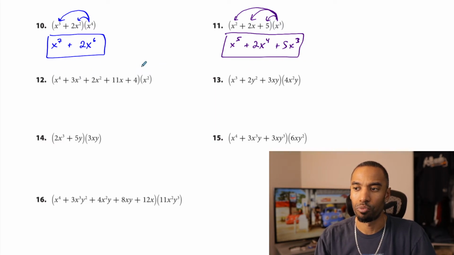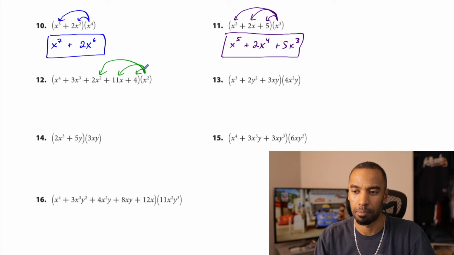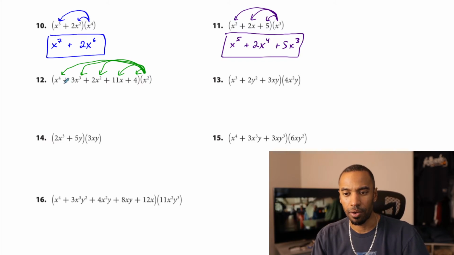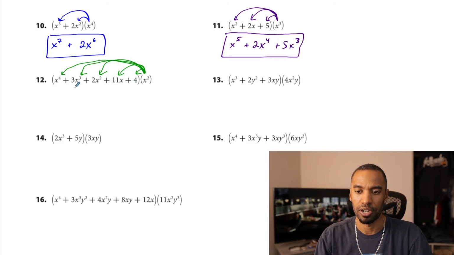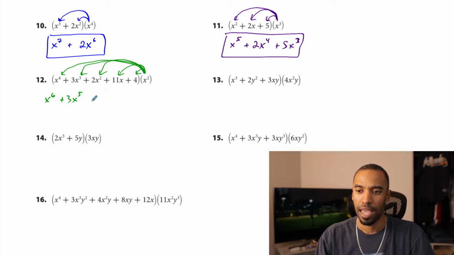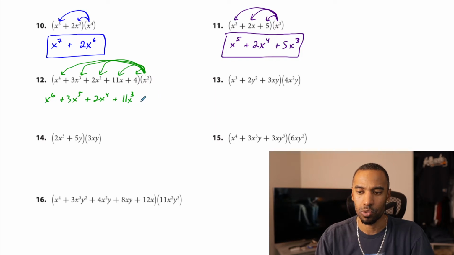All right, number 12, we are now multiplying by a 5-term polynomial. And because these can't combine, this will end up, yes, being 5 terms. And I don't know what more to say other than do the answers here. X squared times x to the 4th is x to the 6th. X squared times 3x cubed, keep the 3. And x squared times x cubed is x to the 5th. X squared times 2x squared is 2x to the 4th. X squared times 11x, it's not 11x squared, but 11x cubed. And then x squared times 4 is 4x squared.